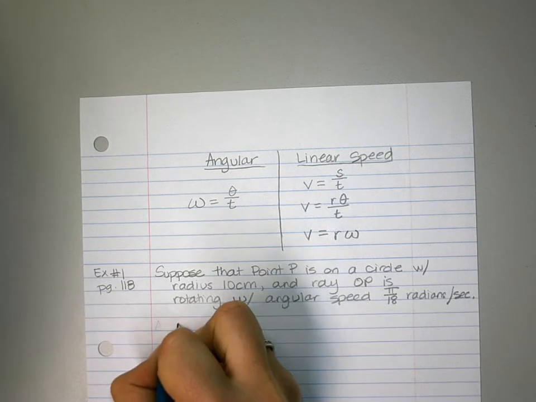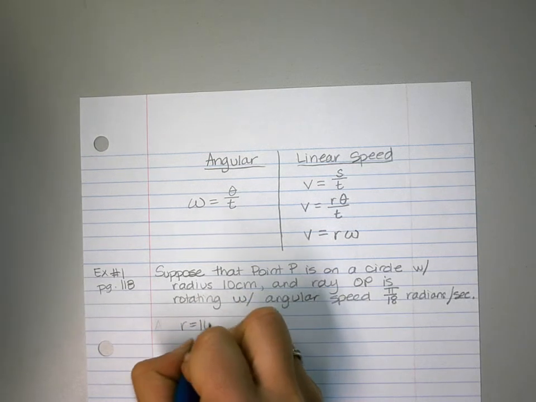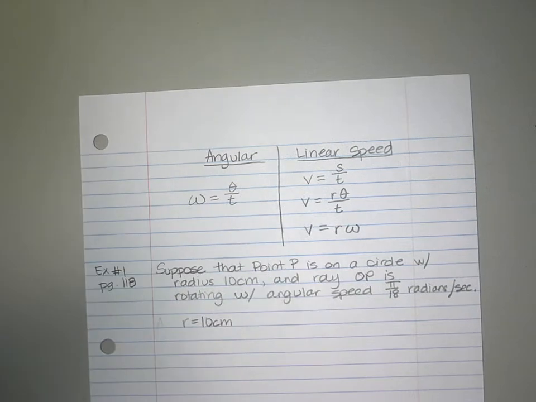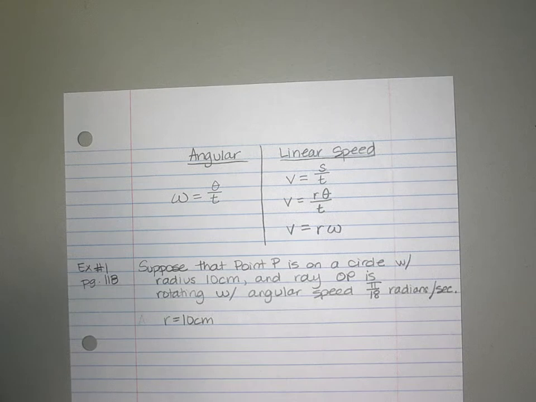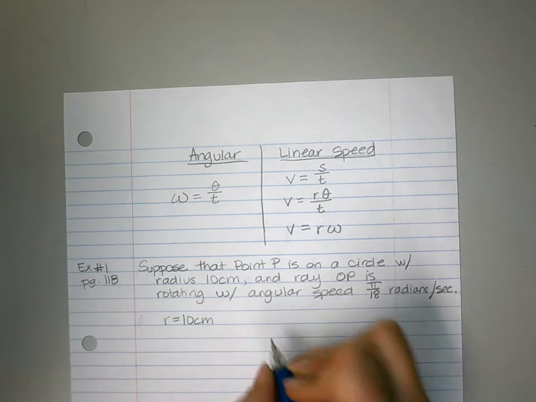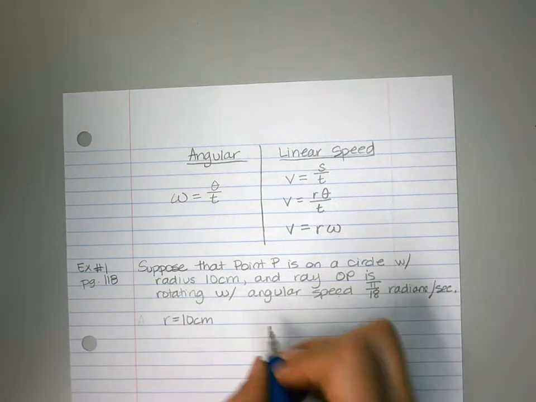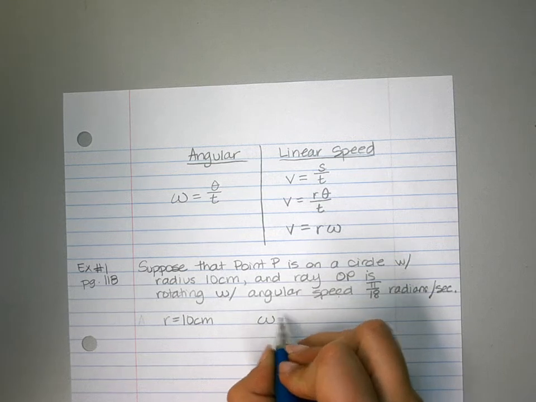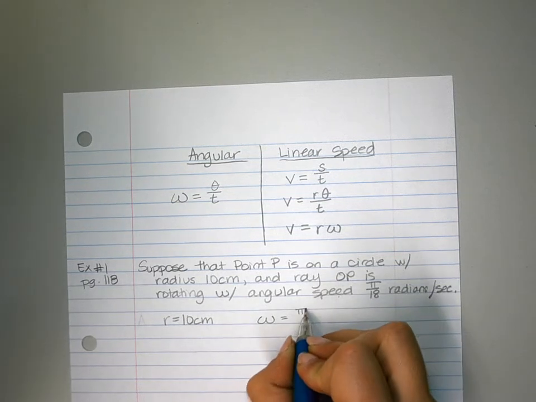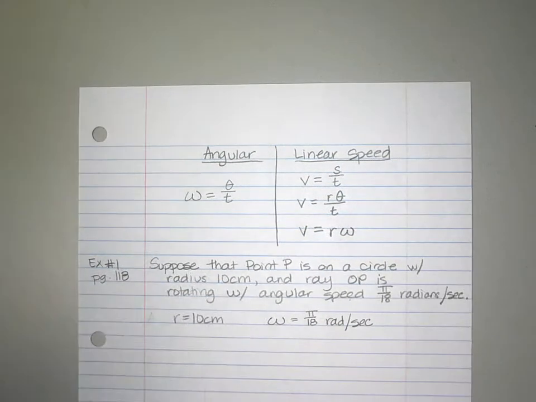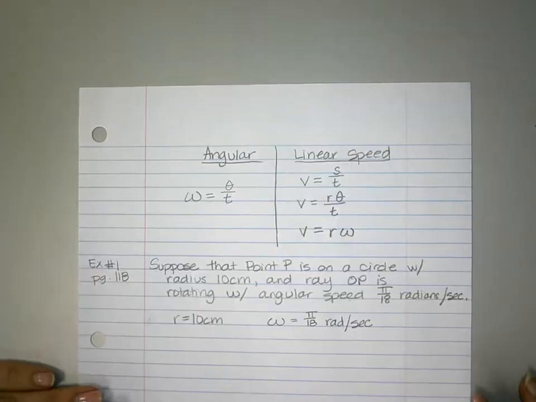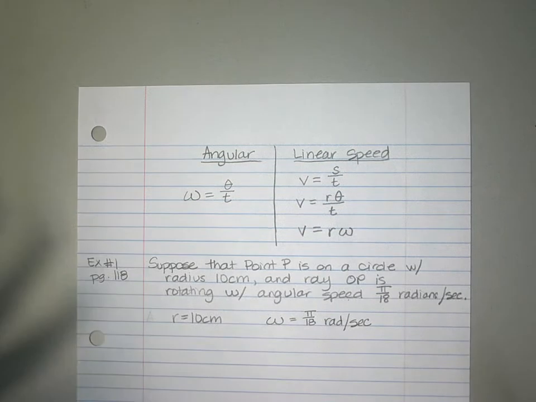So I'm going to recap. I've got a radius of 10 centimeters. That I know. I'm then told that I've got an angular speed of pi over 18 radians per second. Angular speed is which variable? That's omega. Omega is pi over 18 radians per second. In 1 second, it's traveling pi over 18 radians. So this is what we know.